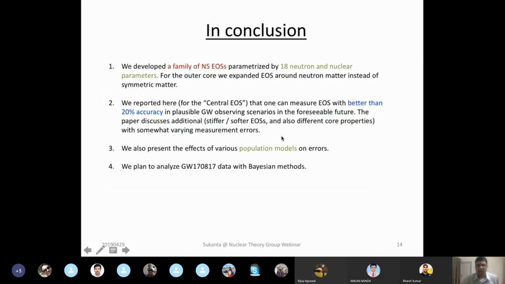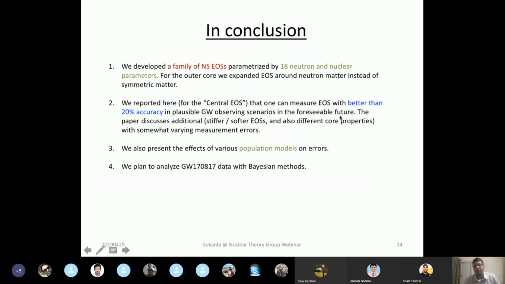So in conclusion, in this work, we developed a family of neutron star equations of state, parameterized by 18 neutron and nuclear parameters. For the outer core, we expanded the EoS around neutron matter instead of symmetric matter. That was the most important point of departure relative to many of the past analyses. We reported for the central equation of state that one can measure the pressure versus density curve better than 20% accuracy at twice the nuclear saturation density in plausible gravitational wave observation scenarios.